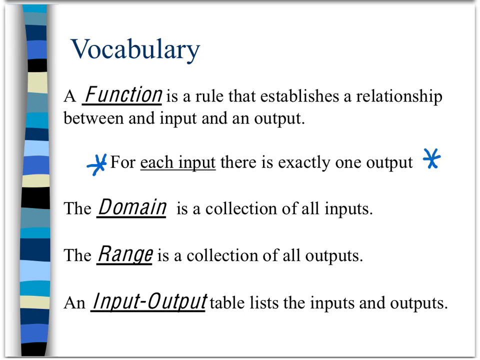Now please note that this is different than statistical range. Statistical range is the difference between your highest and lowest values. That is not what we're talking about when we talk about functions. The range is all of your output values. So it's going to be a list just like your domain. And then your input-output table is a T-table. It lists all of your inputs and your outputs.